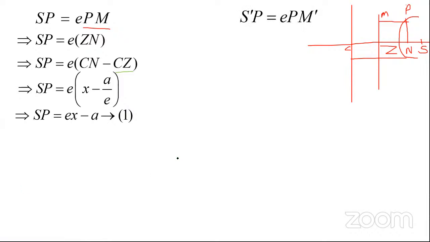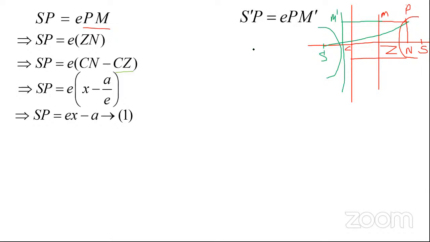Next, S'P equal to ePM'. So here we know the value. This is S' I'm taking. So just join this one. This is another one, S' and the PM'. This is a directrix, another directrix. So this is M'.